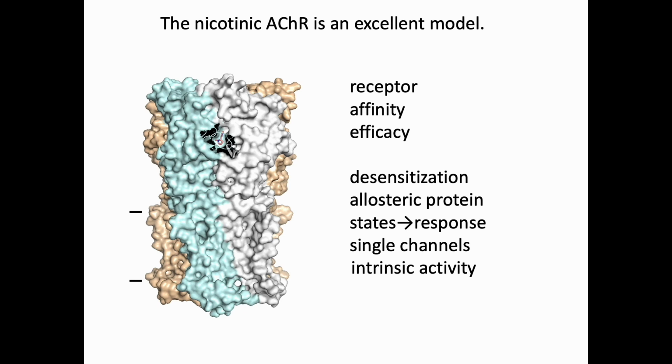So the concept of a receptor, that agonists have an affinity and an efficacy, all came from nicotinic receptors, were first identified and studied in nicotinic acetylcholine receptors, as were these other concepts that are generally applicable: that receptors desensitize, that they're allosteric proteins, that the response characteristics arise from the details, the kinetics of the state transitions, that the unitary single channel response is a rectangular pulse, which was not known at one point, and that receptors can have intrinsic activity.